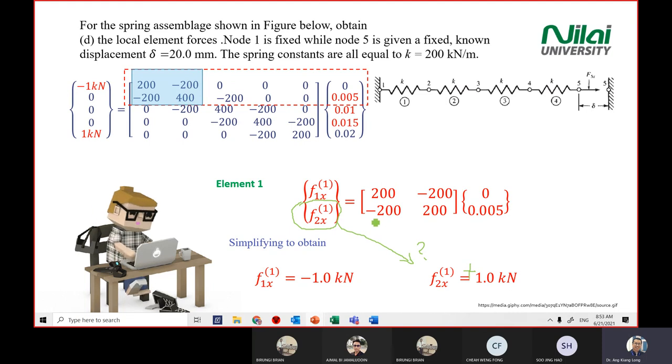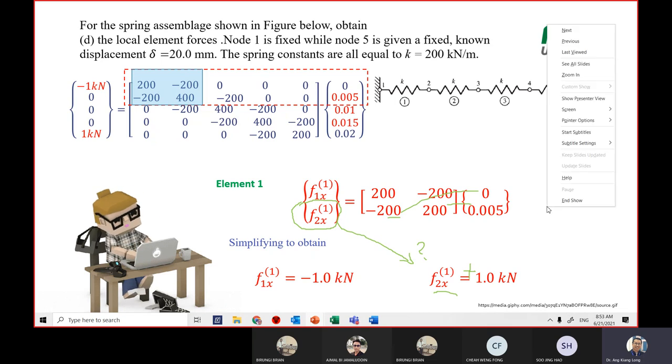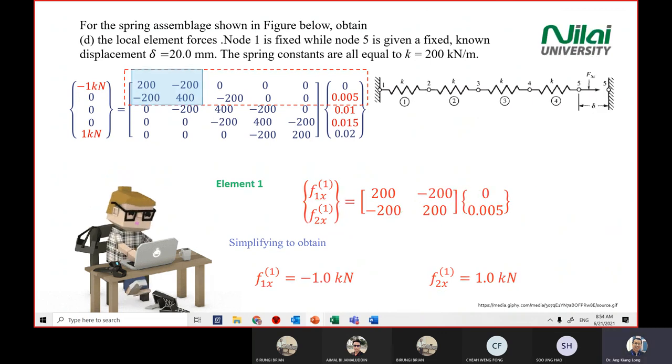Again, you take this one times this one, positive, and then this one times this one, and you get one. Brian, what is the direction for F2x, to the left or to the right? To the right. To the right, because it is positive. Okay, excellent. Thank you, Brian. Let's move on. We already solved for F1x and F2x.